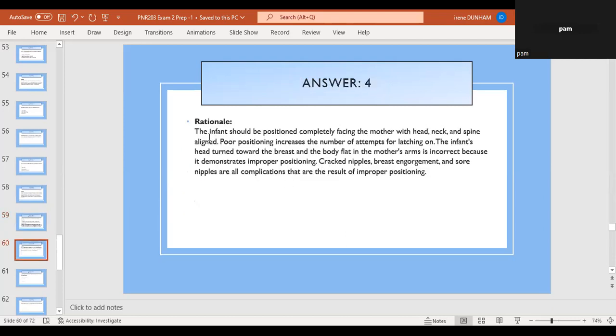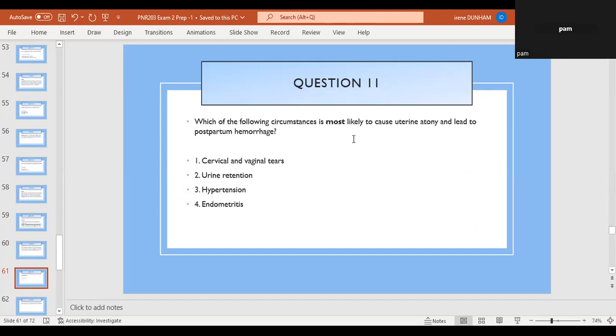Yeah, I'm right. So the infant should be positioned completely facing the mother with the head, neck, and spine all in alignment. Poor positioning increases the number of attempts for latching on. The infant's head turned toward the breast and the body flat is incorrect. Okay. And remember, cracked nipples, breast engorgement, and sore nipples are all complications that result of what? Improper positioning. So you can see when I'm answering these questions, I'm going back and answering myself, what's the question asking me?